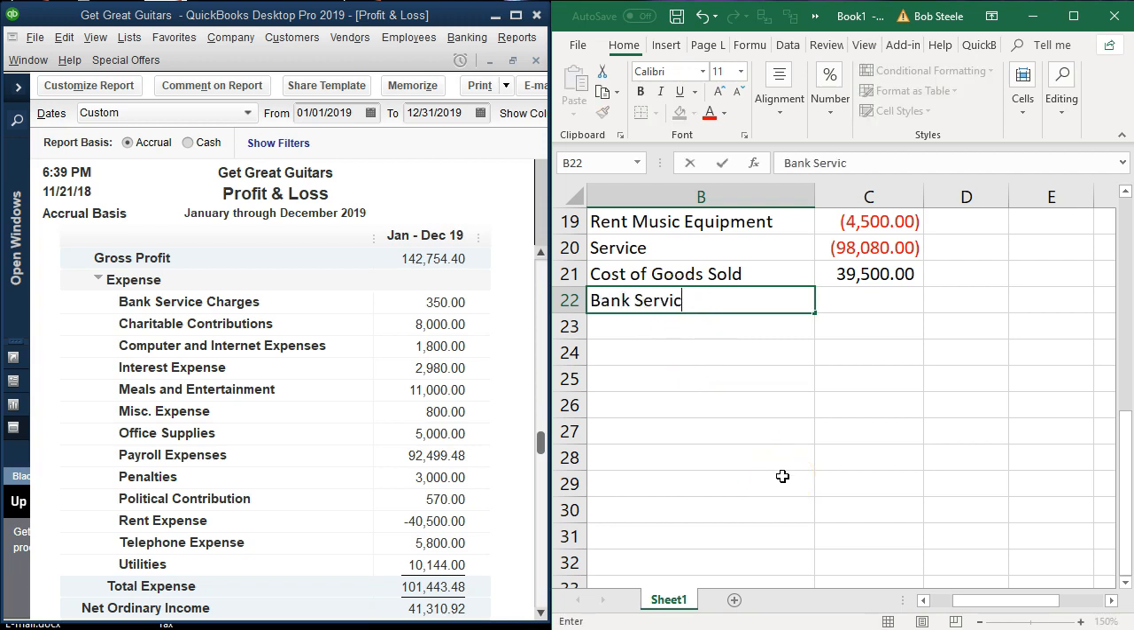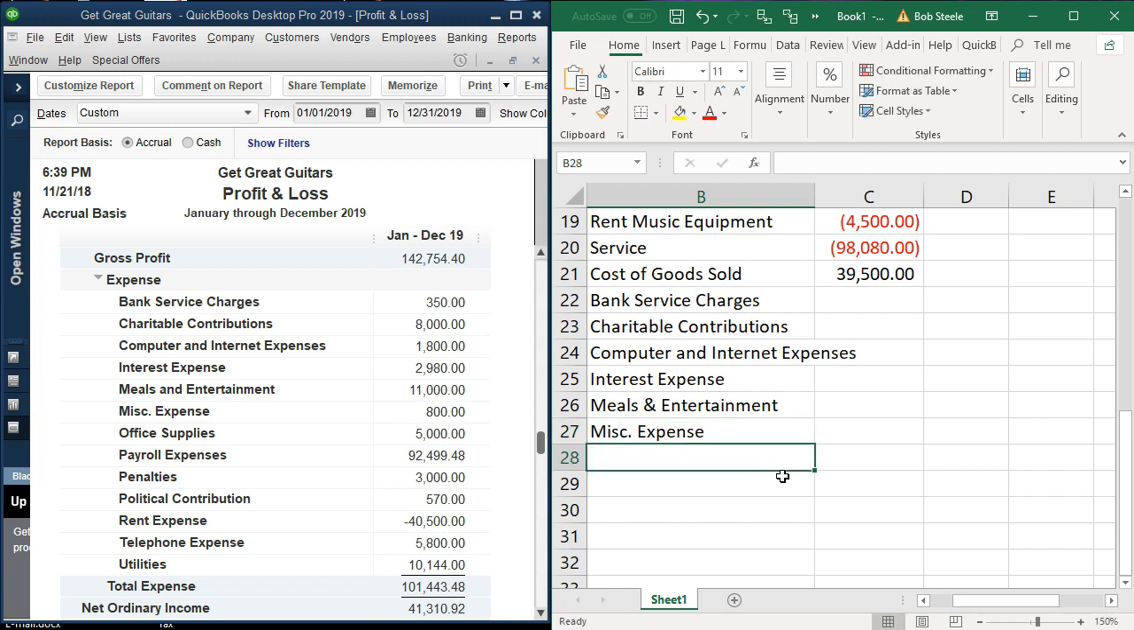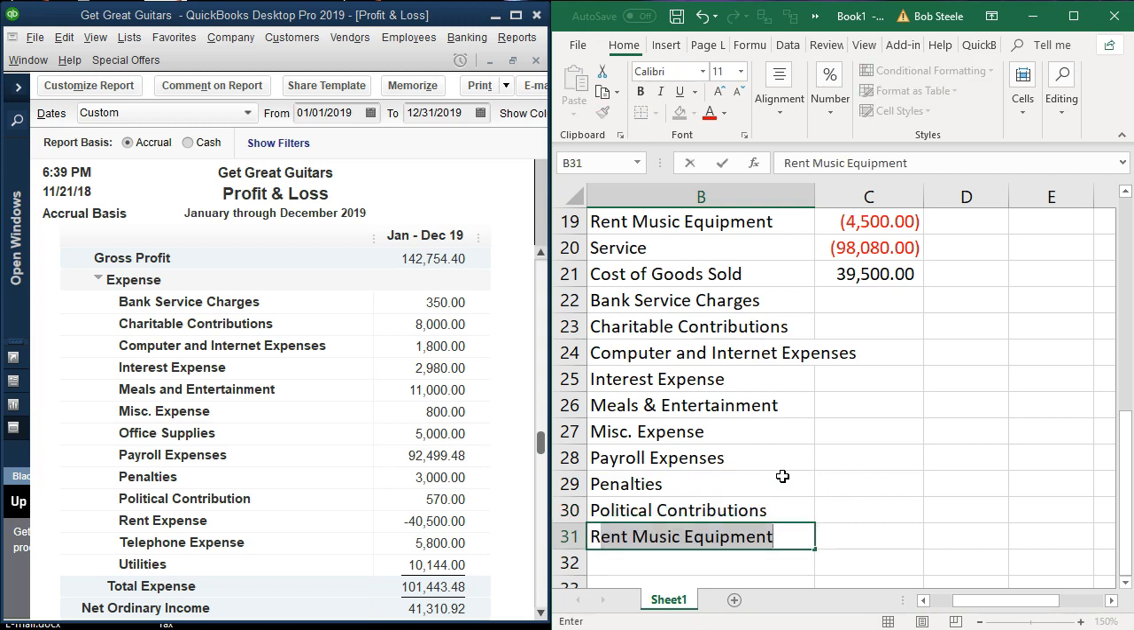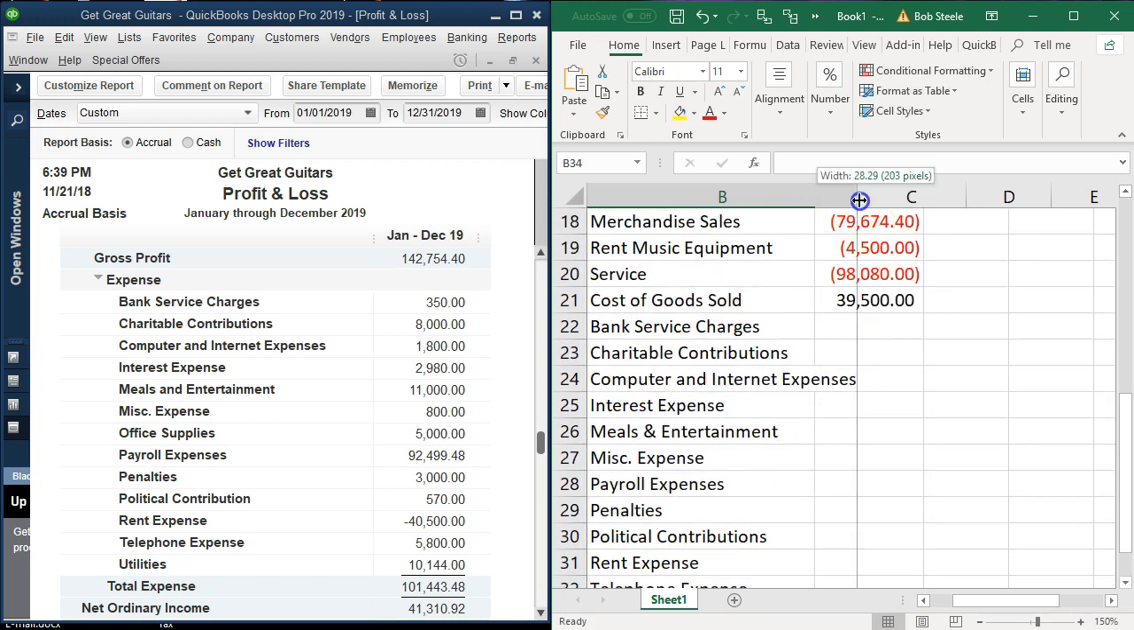Bank service charges, enter. Charitable contributions, enter. Computer and internet expenses, enter. Interest expense, enter. Meals and entertainment, enter. Miscellaneous expense, enter. Payroll expenses, penalties, political contribution, rent. If I misspell these, I apologize, but I'm just showing it. You could put this in here pretty quick. Expense and utilities. We could try to check those and say, okay, did I mess up the spelling really bad?